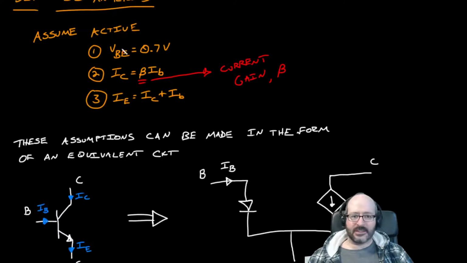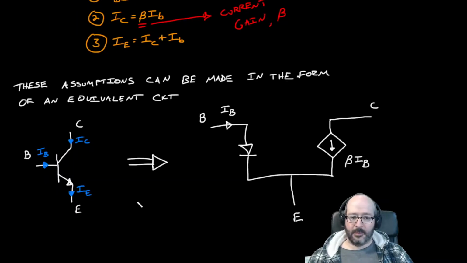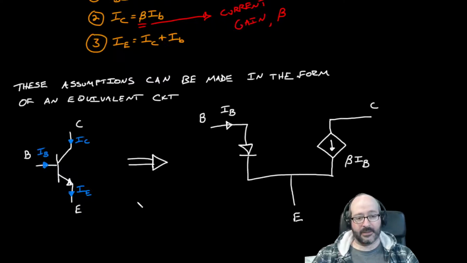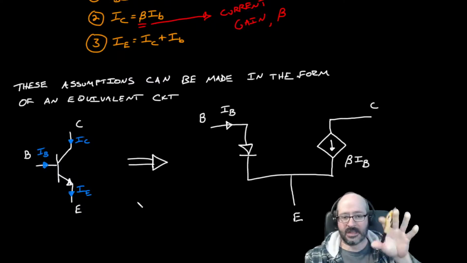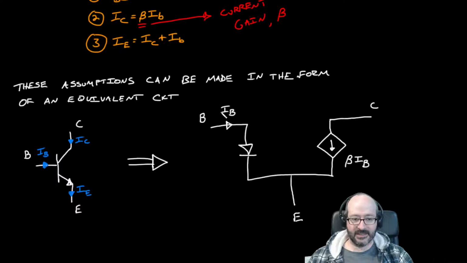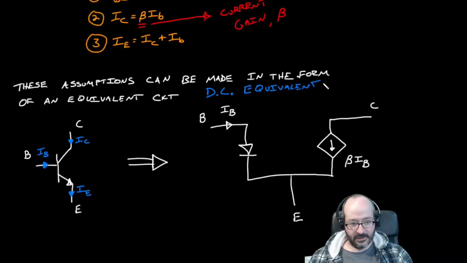Now, you can work with these assumptions just like that, and you can leave the schematic drawn with an NPN without a problem. But if you'd like to, and if it helps you, and I'm going to do it a good number of times in this class, you can make those same assumptions. You can kind of restate them in the form of an equivalent circuit, and this is the DC equivalent circuit. Okay, we're going to have a couple different equivalent circuits for a BJT. This one is for the DC equivalent circuit.